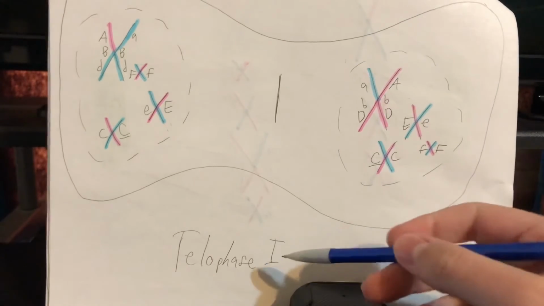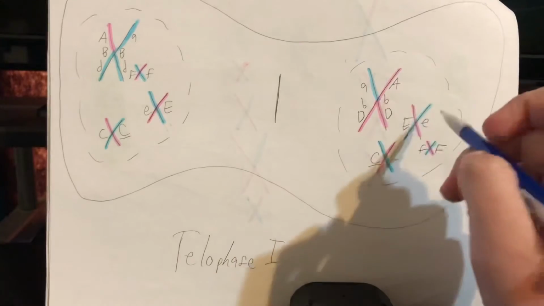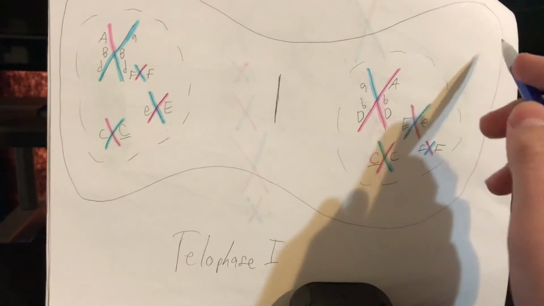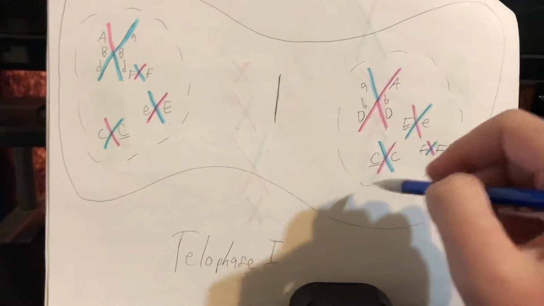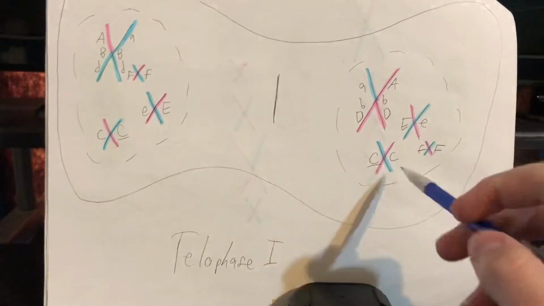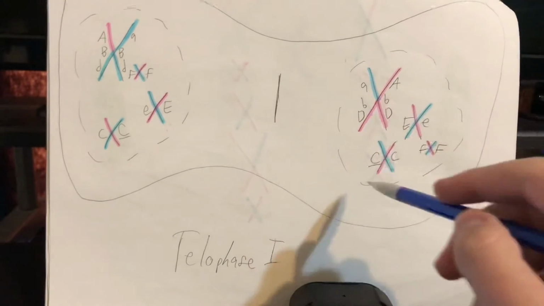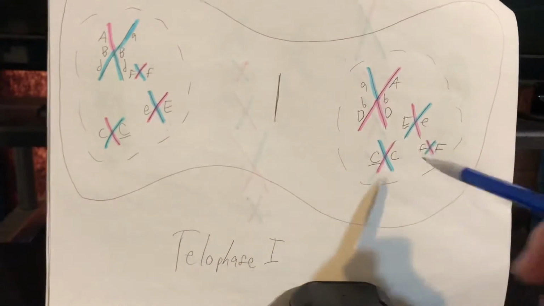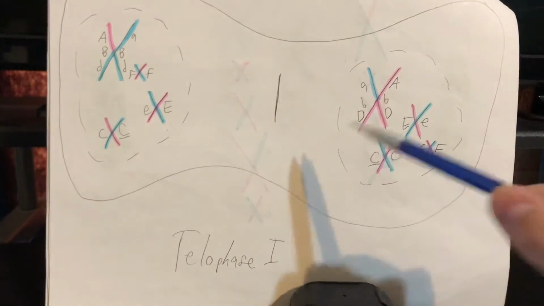The next step is called telophase 1. After the spindle fibers pull each homologous pair to their side, they dissipate. After they dissipate, nuclear envelopes begin to form around the pairs of chromosomes, the homologous pairs of chromosomes. So this one forms around this 4, this one forms around this 4, and as you can see, the cell starts to morph as if it is going to split.